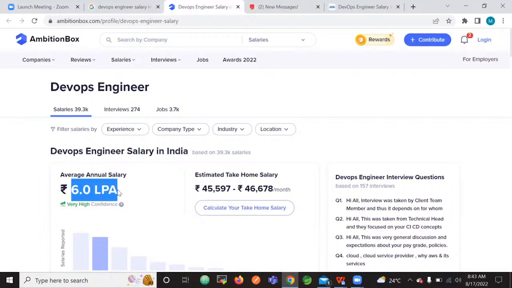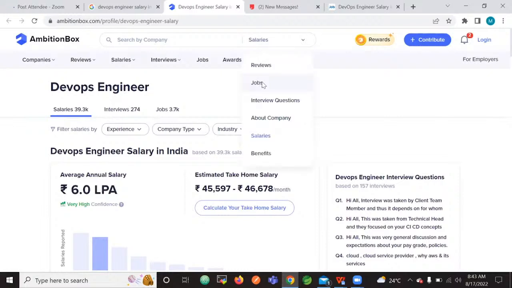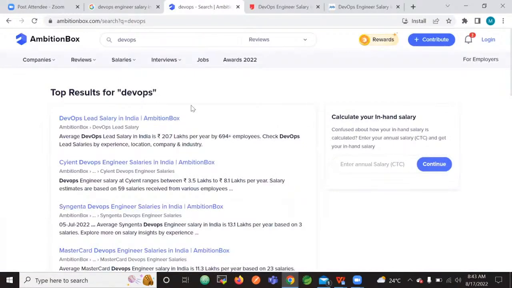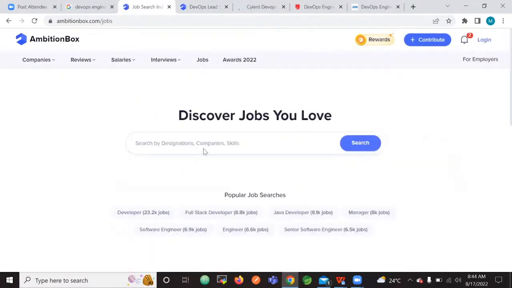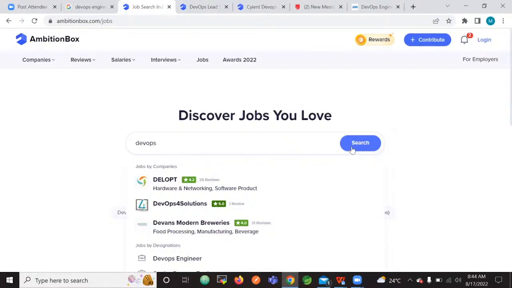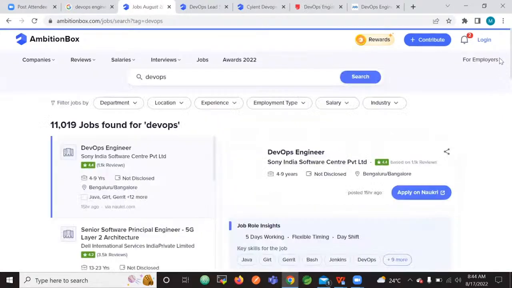I will come to the salaries section later. First, let us go and see the DevOps jobs. Let me just type DevOps. Right, there were a lot of jobs published here. It's like the Naukri portal as well. They are also providing the job details. Let me search for it. Perfect, DevOps engineer.